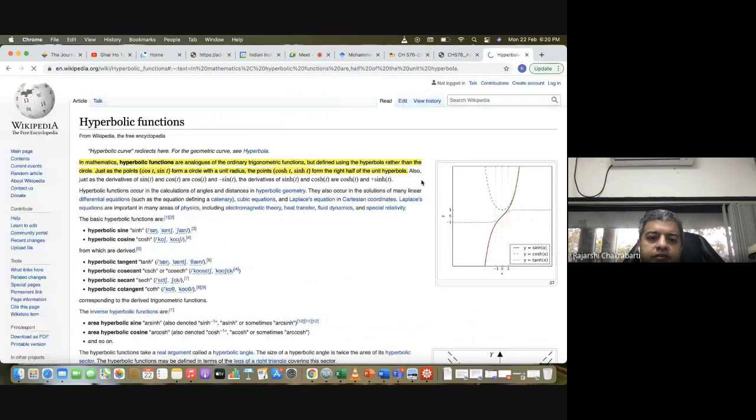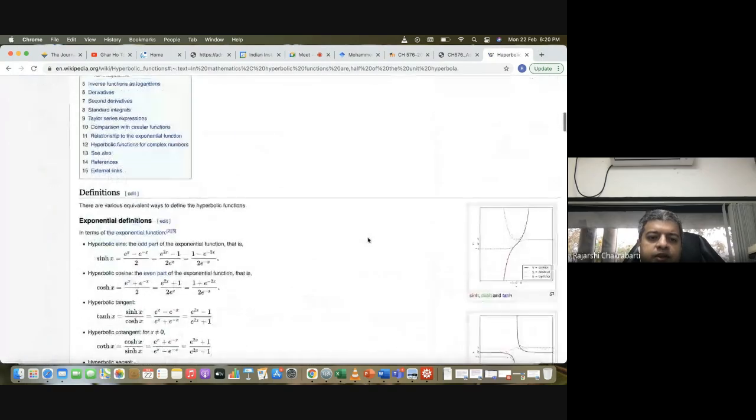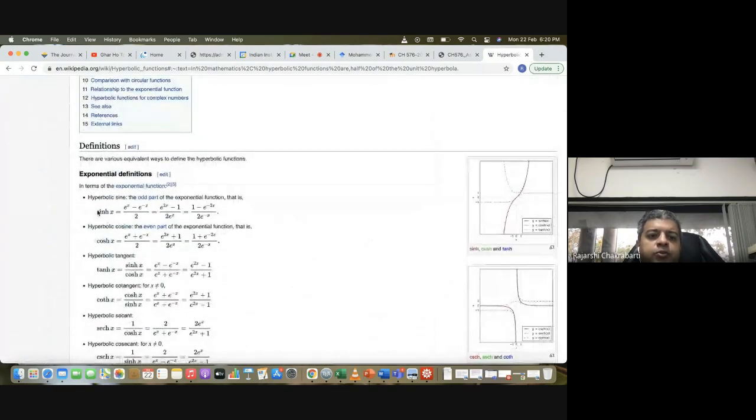Go to Wikipedia. Should be there. This is your expression for sine hyperbolic x: exponential of x minus exponential of minus x, divided by 2.